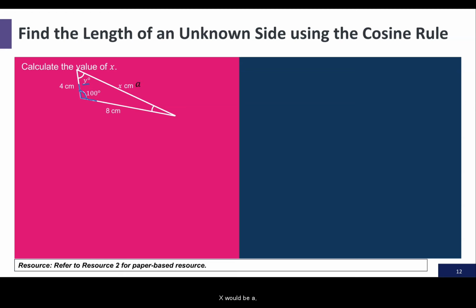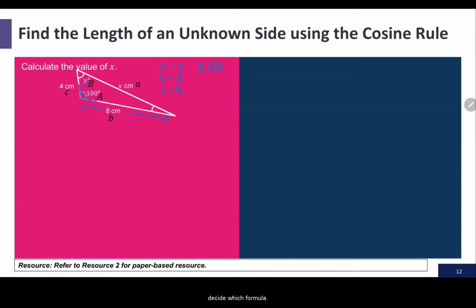X would be A. Capital A is 100 degrees. Lowercase b is 8. Capital B is y, but it's not needed in the formula. And lowercase c is equal to 4.